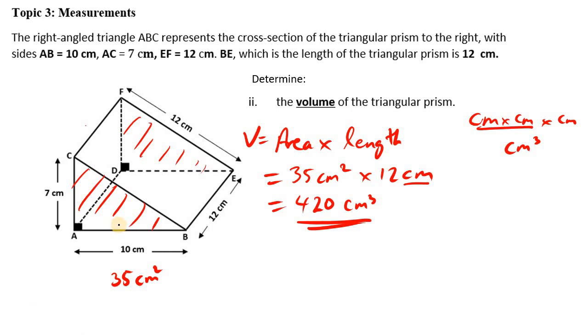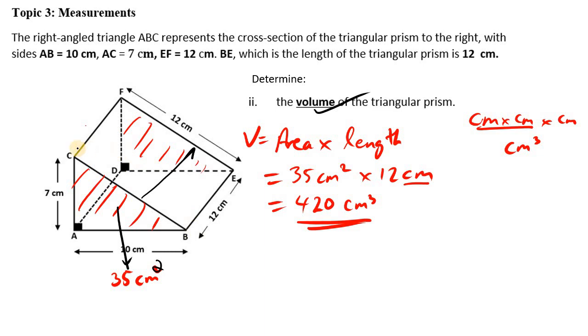Next, we look at the volume. We're asked to find the volume of this solid, the triangular prism. Notice that we found the area of the triangle ABC to be 35 centimeters squared. To find the volume, we multiply by the distance between the two identical cross sections. Notice I said that there's a triangle behind here, and there's one in front here, and the distance between them will be this distance, this 12 centimeters.